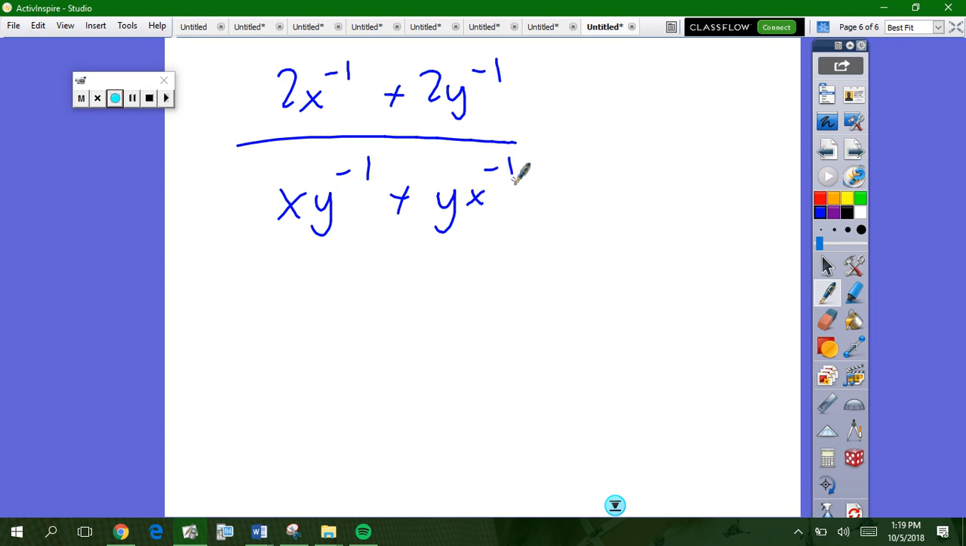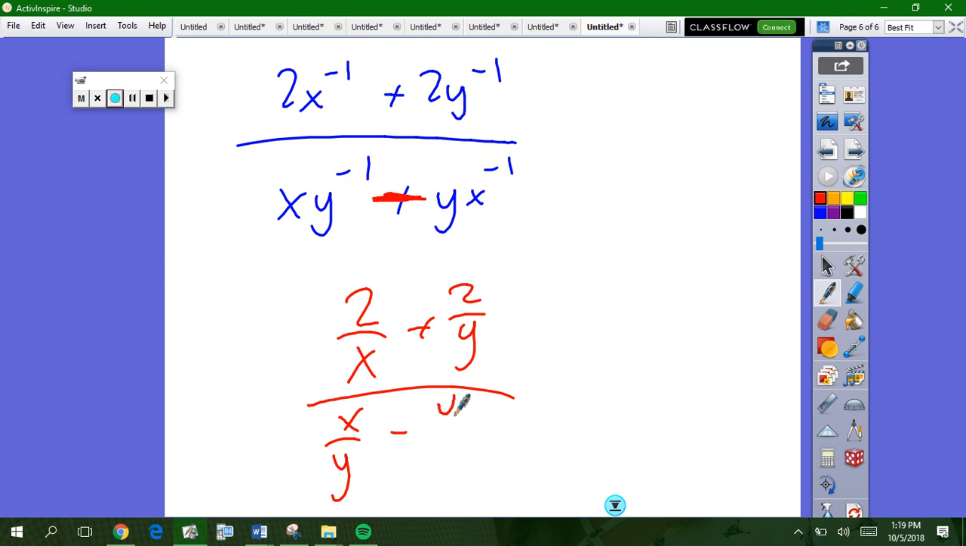Just basically like that, though. Okay, so first off, I'm still going to make it look into the fractional form again. Thanks for letting me have conversations, guys, because if I just taught math the whole day, I would die. This is a minus. Like that. All right, so I'm at 2 over x plus 2 over y, over x over y minus y over x. Does everybody agree there?